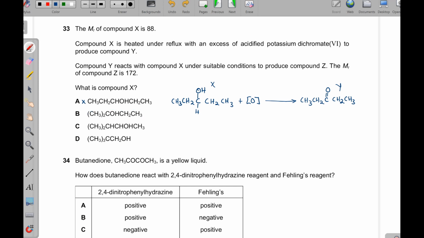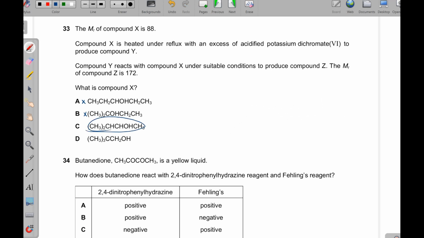How about B? B is CH3, then C, there is CH3 here, then there is an OH, then there is a CH2, and then a CH3. Now, this one is a tertiary alcohol. It cannot be oxidized. It cannot undergo oxidation. So this one is already off also, because no oxidation can take place. Then we go to the next one.